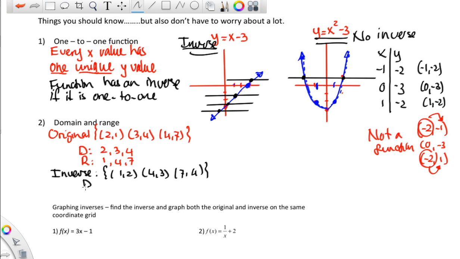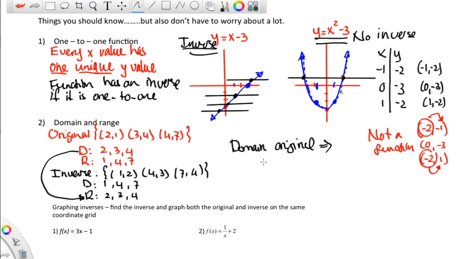So that domain would be 1, 4, and 7. So those are the only x values you get to use. And then the range for the inverse would be 2, 3, and 4. Those are the only y values that you get. Now look at this. The domain for the original is the range of the inverse. So the domain from the original is going to be the range for the inverse.